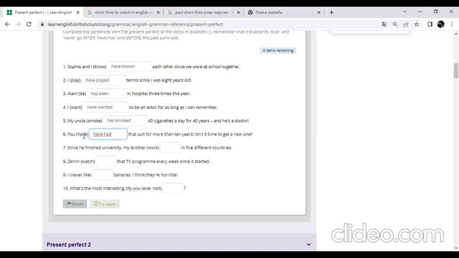Read the sentence. You have had that suit for more than 10 years. It's time to get a new one. Correct. So what is the meaning of this sentence? Tú has usado ese traje por más de 10 años. ¿No sería hora de tener uno nuevo o de comprar uno nuevo? Correct. Thanks so much. Now the number 7.